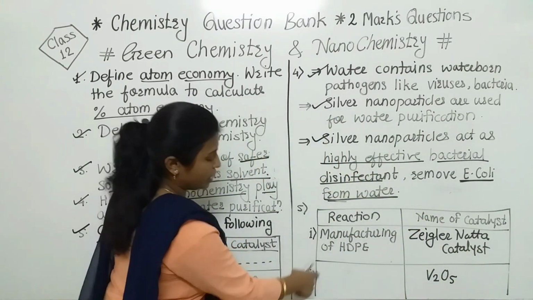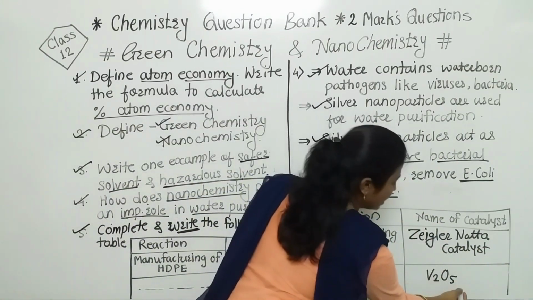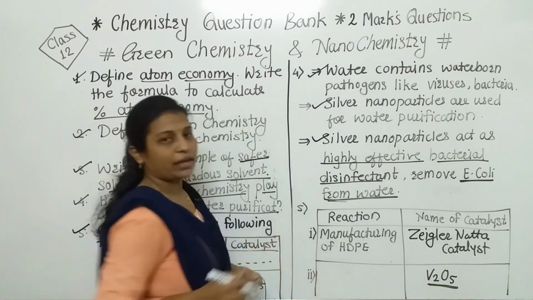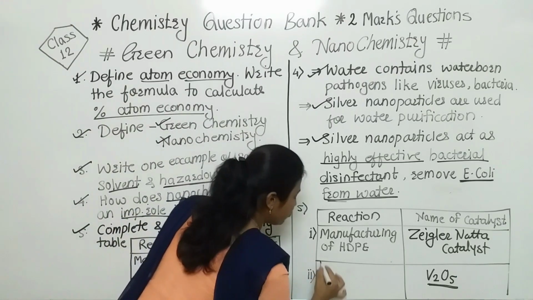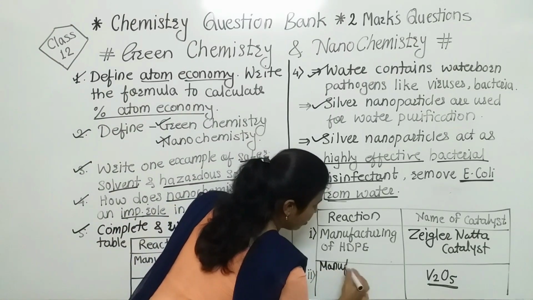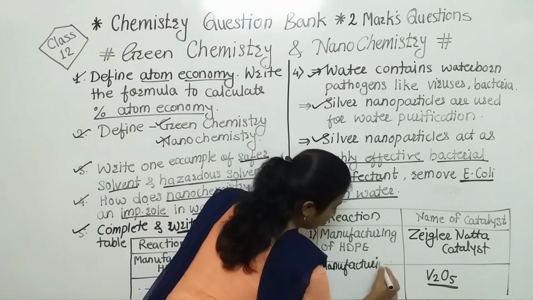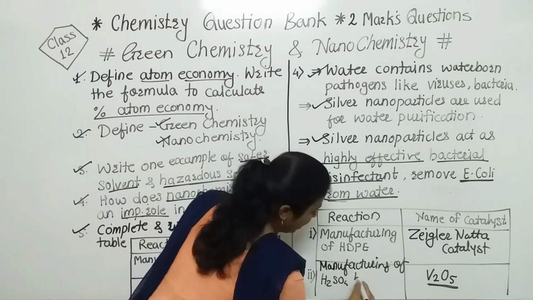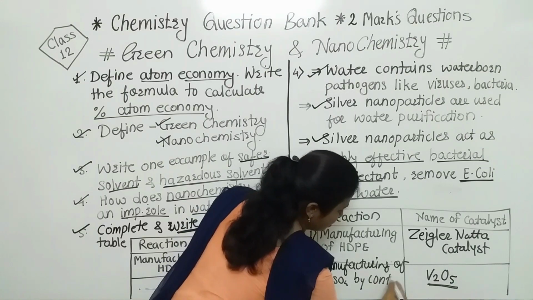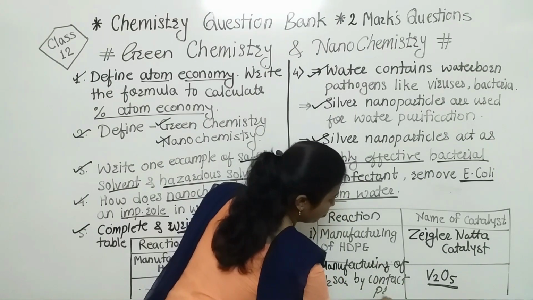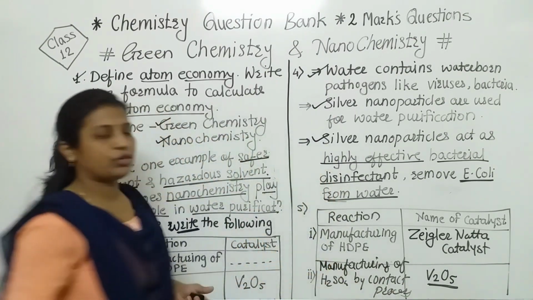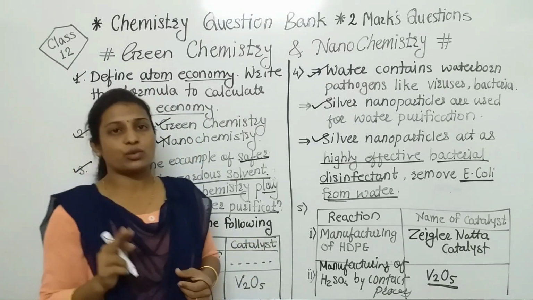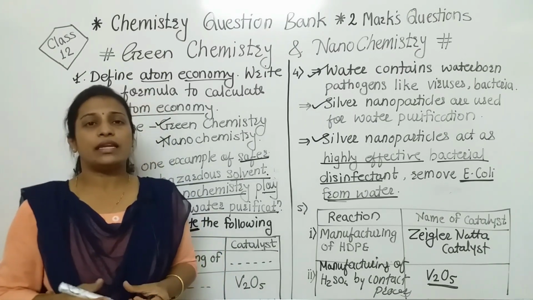Now the second point: they have given the catalyst V2O5, and we have to write the reaction, and that reaction is manufacturing of H2SO4 by contact process, and this is the answer for this second row. So here we have completed 2 marks questions from green chemistry and nanochemistry.